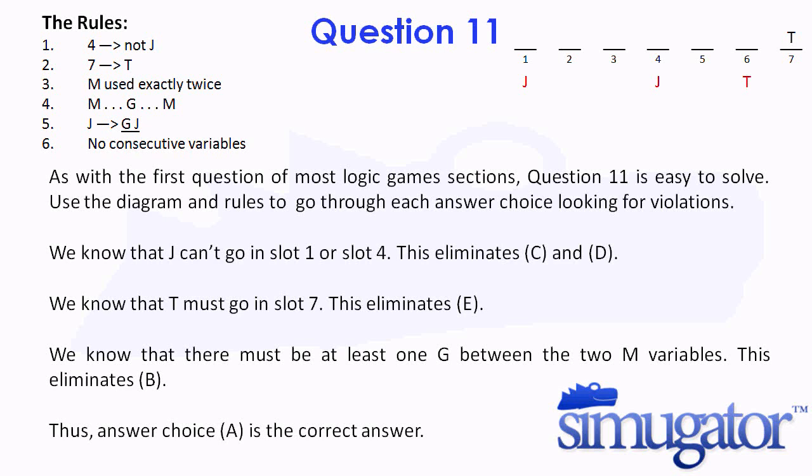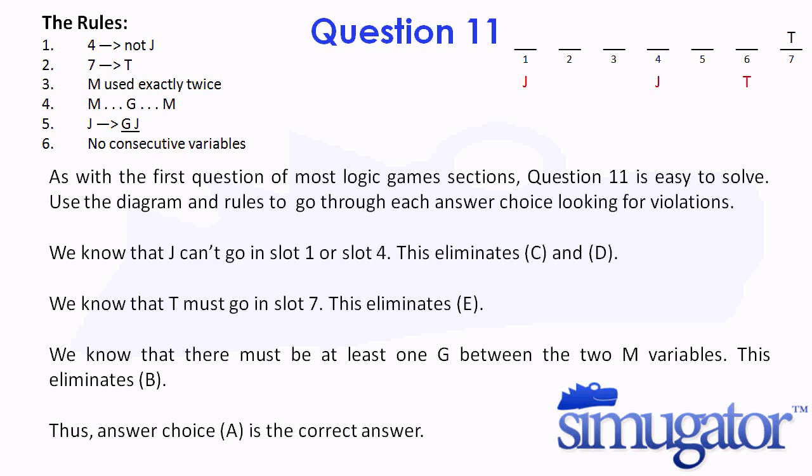Question 11. As with the first question of most logic game sections, this question is very easy to solve. The approach is simple. We go through the answer choices, comparing them to the diagram and the rules, and we look for violations. So we know that J cannot go into slot 1 or slot 4. This eliminates answer choices C and D.